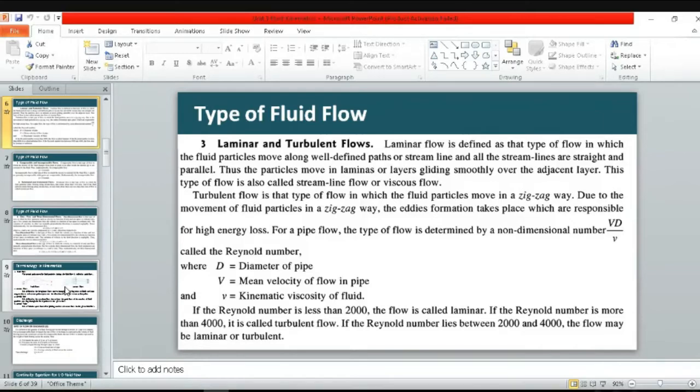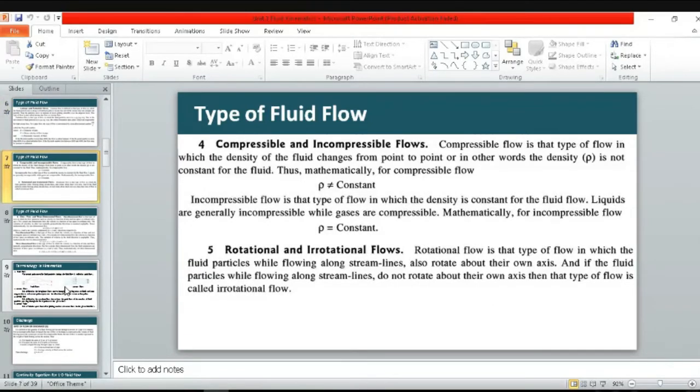So for the case of flow through pipe, there is one dimensionless number which determines whether the flow is laminar or turbulent. So that is called as Reynolds number. So Reynolds number is defined as the ratio of inertia force to viscous force. So if the value of Reynolds number is less than 2000 for flow through pipe, then it is laminar flow. If Reynolds number is more than 4000, it is turbulent flow. And if it is greater than 2000 but less than 4000, then the flow can be laminar or turbulent, and it is called as transition flow.